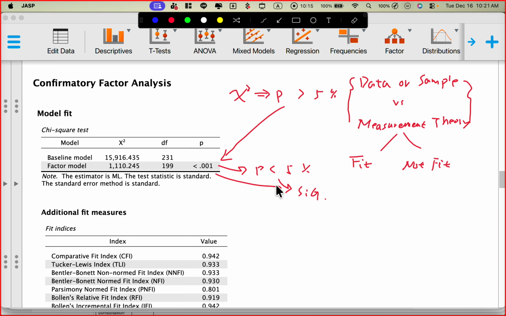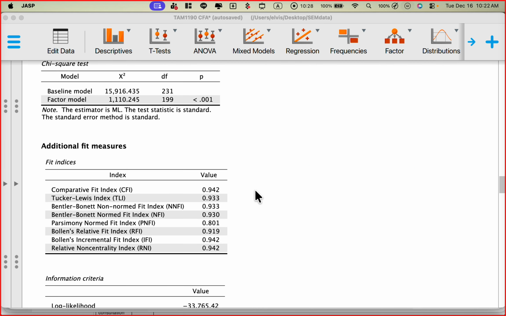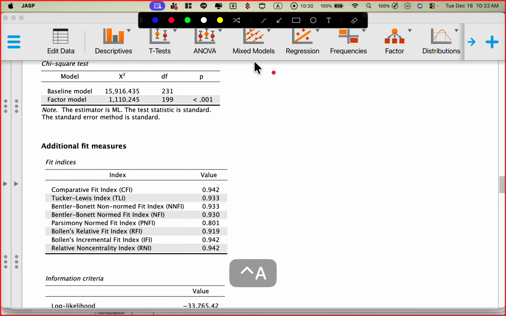The p-value is significant. It means not fit. The data is different from theory. So we need to apply other indexes, for example, we need to report this one, CFI. When CFI is above 0.9, that is the threshold. It means the model fit is good.